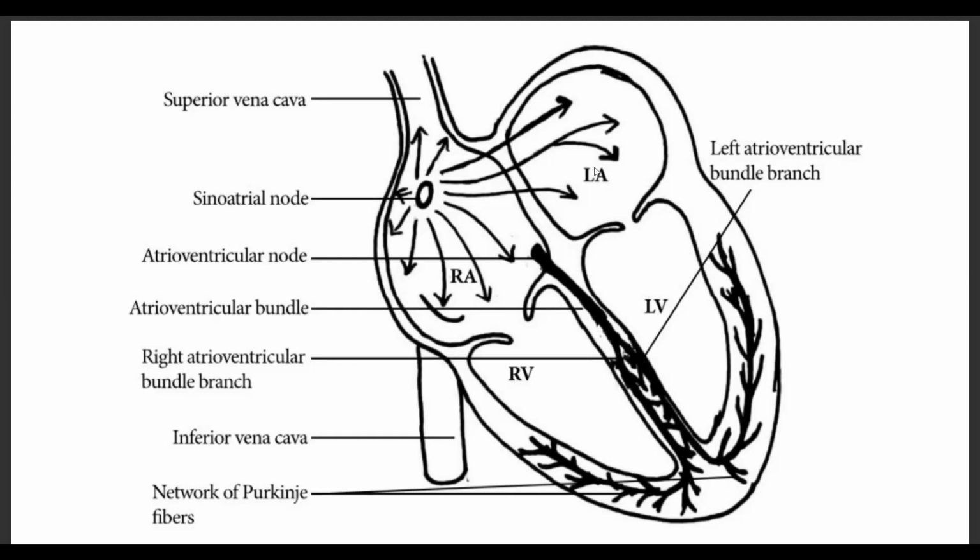The next one is AV node, atrioventricular node. It is again a small mass of specialized neuromuscular cells. It is situated between the wall of the left and right atria. This AV node transmits the electrical signal from the atria into the ventricle.